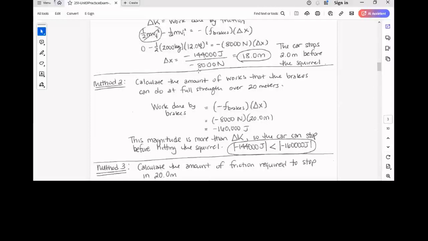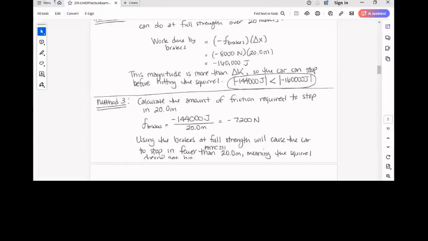And I know from the previous calculation that the loss of kinetic energy is going to be negative 144,000 joules. So since that magnitude is less than what the brakes can do, that means that the car can stop before hitting the squirrel.